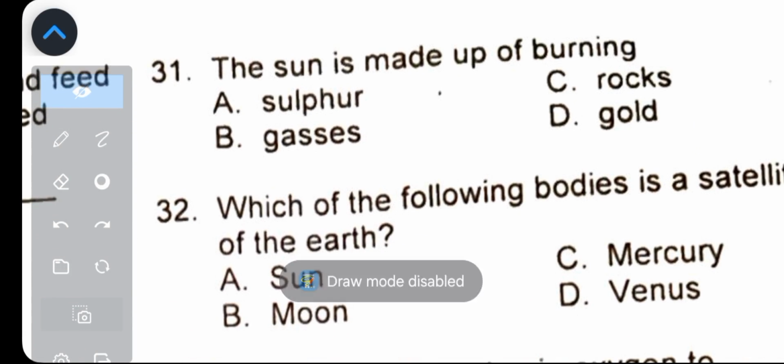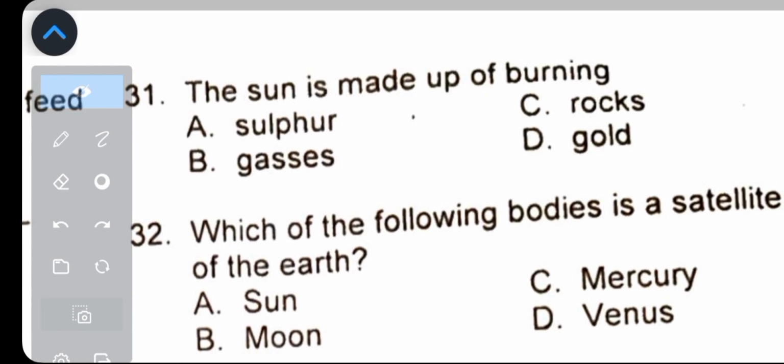Question 32. Which of the following bodies is a satellite of the Earth? A. Sun, B. Moon, C. Mercury, D. Venus. The answer to question 32 is B.